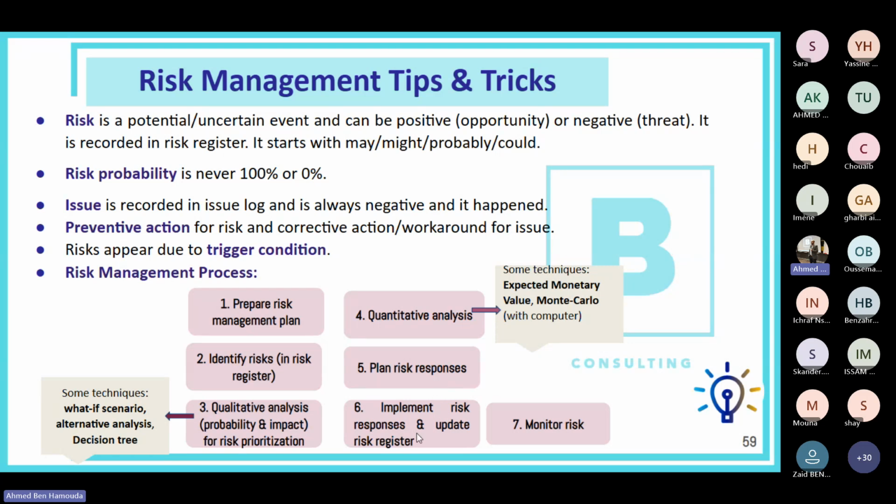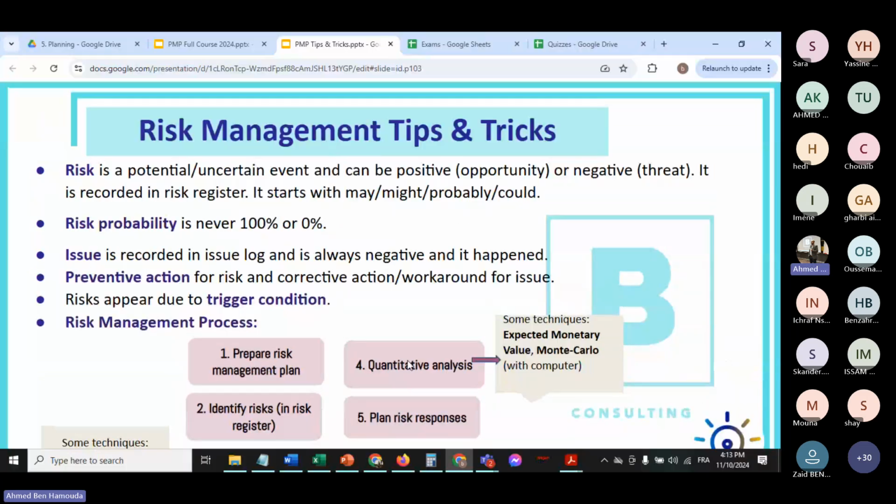And then you implement the risk response and update the risk register, and you monitor the risk. Okay. So steps 1 and 2 include all the risks, but steps 4 to 6 are only for prioritized risks. Okay. Let me pull it for you.